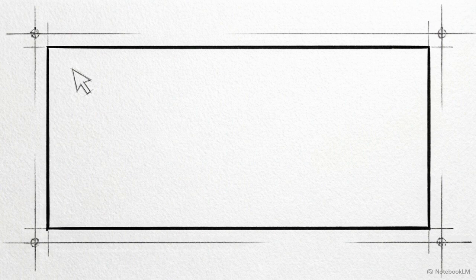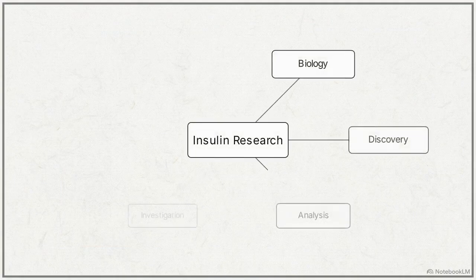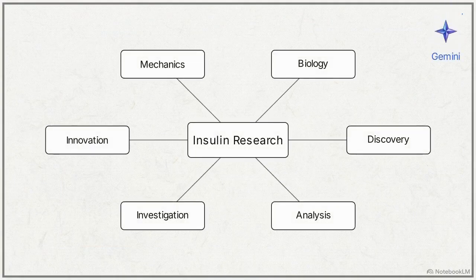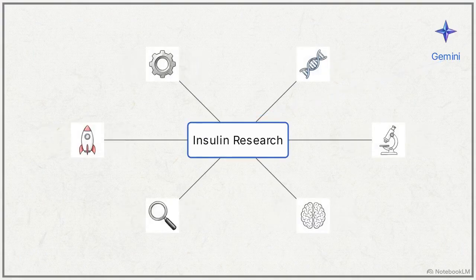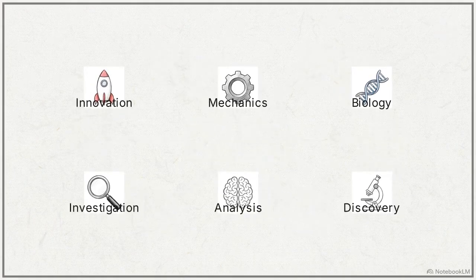The first strict instruction you must include is asking for a 16:9 aspect ratio. This ensures the final output perfectly fills a standard presentation slide or video frame without awkward cropping. The second rule is to ask Gemini to assign a relevant visual metaphor to each node in the map.